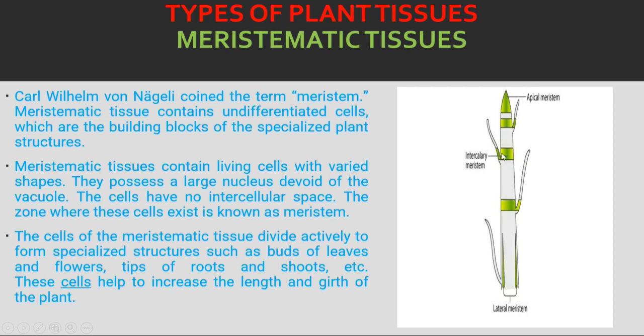So this is the basic diagram of meristematic tissues. The topmost part is the apical meristem, the middle one is the intercalary meristem, and the bottom one is the lateral meristem. I hope you have understood what meristematic tissues are. Let's move to the next slide.